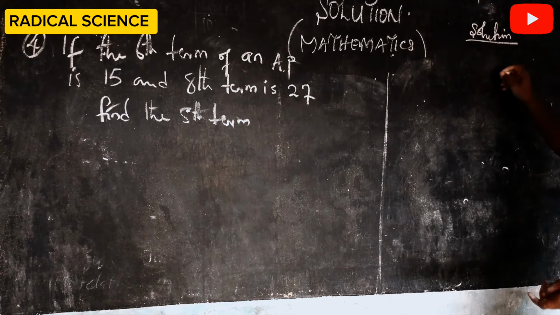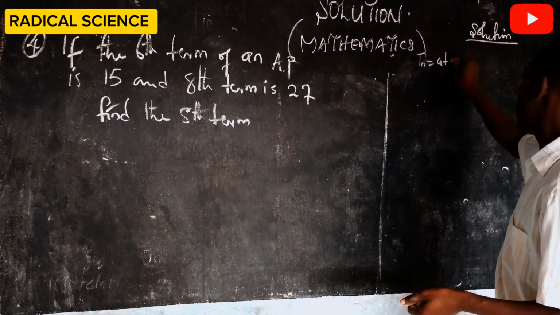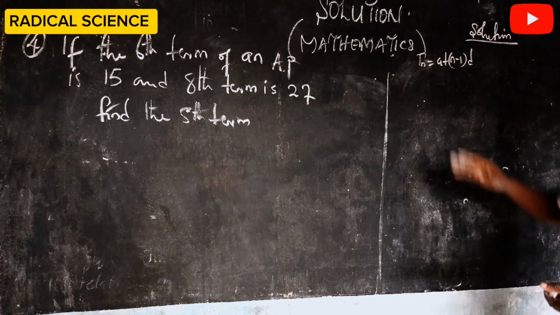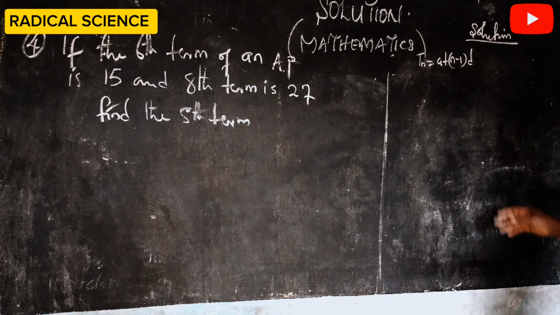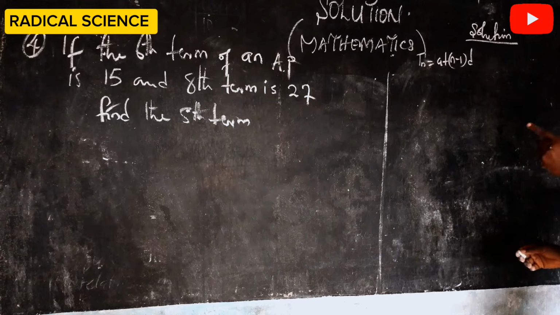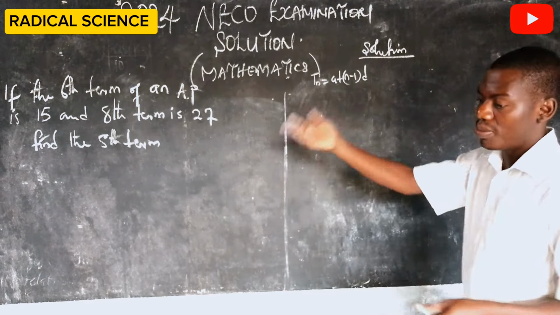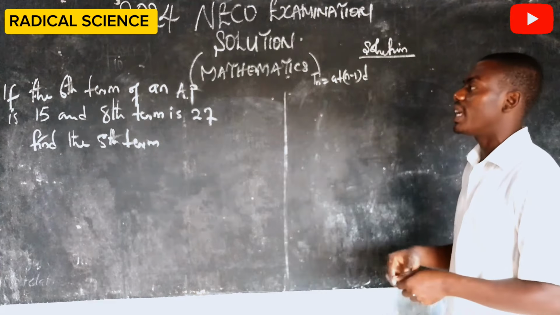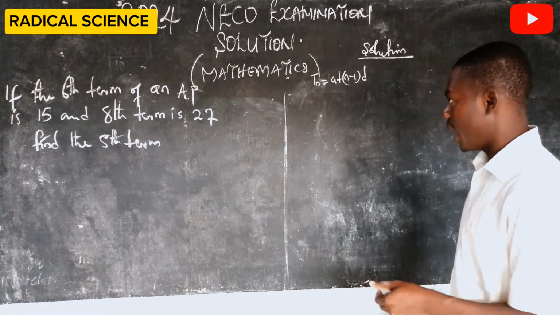It involves the use of the nth term formula of an AP. If you are familiar with arithmetic progression, or what is normally called a sequence, you'll be aware that this formula is called the nth term formula. Let's go as the question directs.